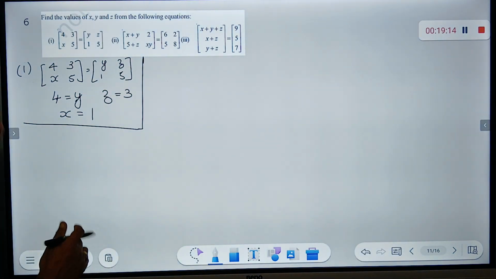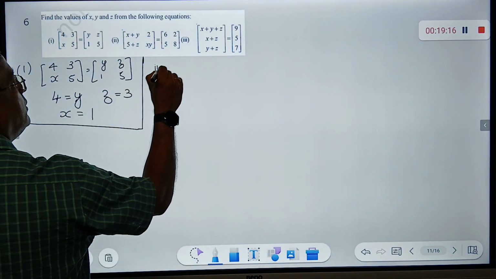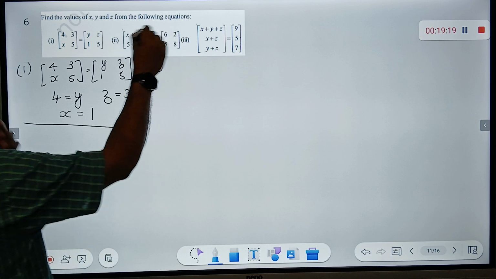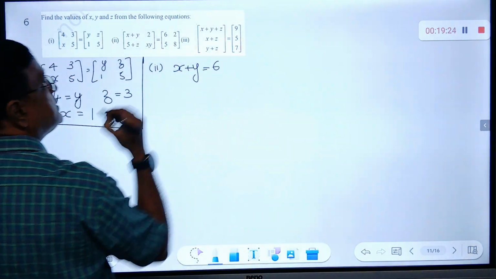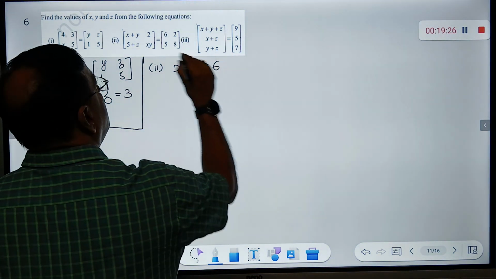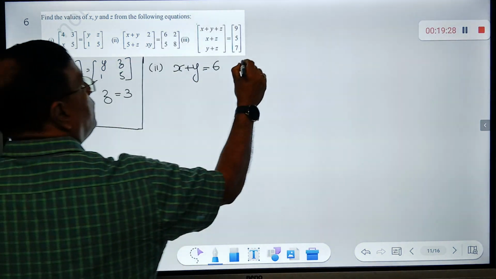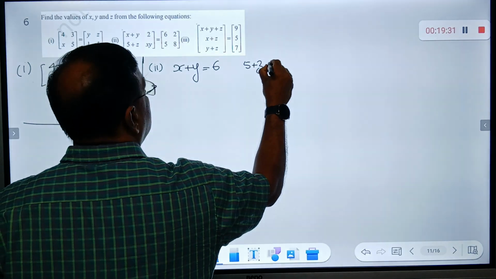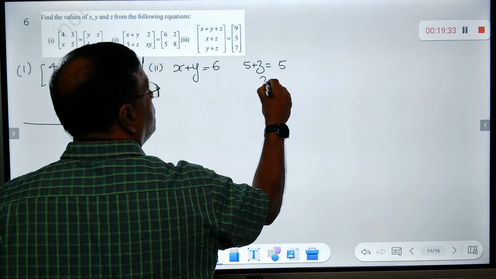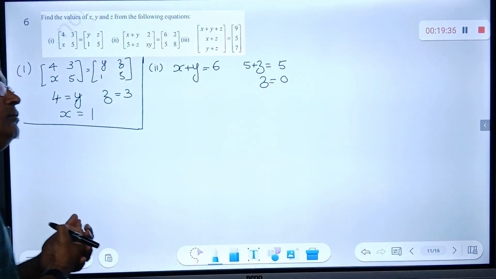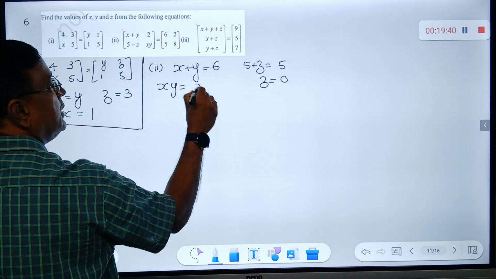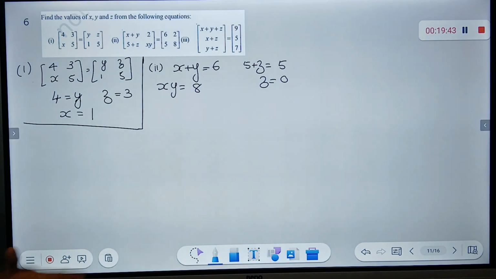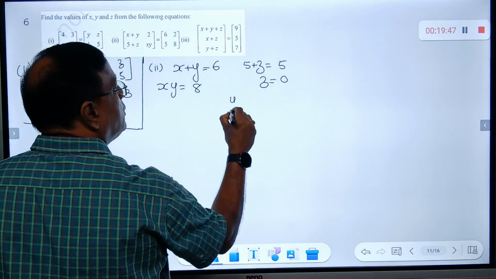Okay. Now let's go to the second subdivision. What is the second subdivision? Very, very easy. You can see clearly x plus y is equal to 6 and 2 equal to 2, so it's fine. 5 plus z equal to 5. So from this we get z straight away. What is z equal to? 0. Very good. Now xy equal to 8. Now you have to solve this. It's a very simple quadratic equation.